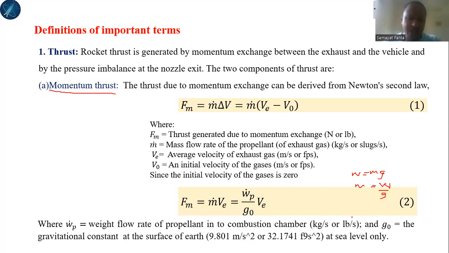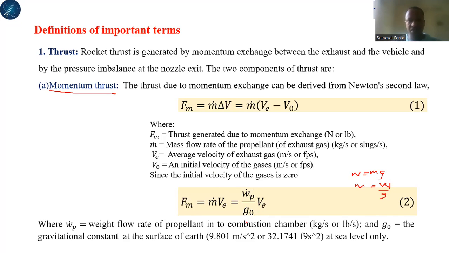So whatever we are considering here is the constant gravity at the Earth's surface, just at the Earth's surface only. There is a variable gravitational field that is not considered here. Okay, so this is weight of propellant divided by g naught times V_e. So V_e is the exit velocity.